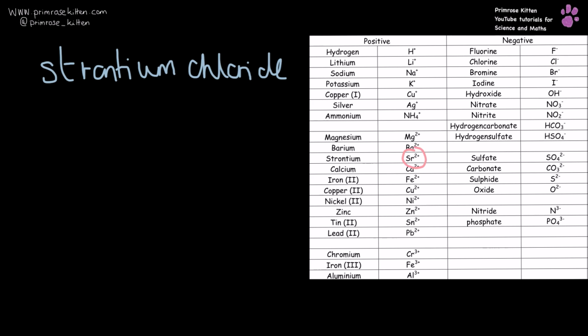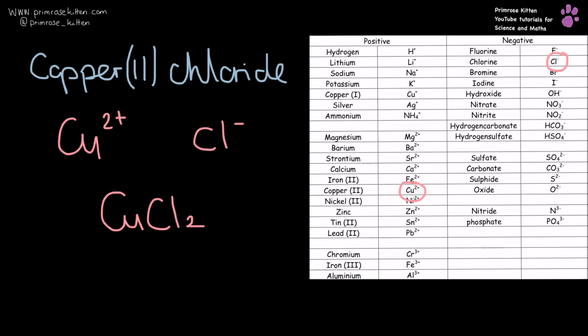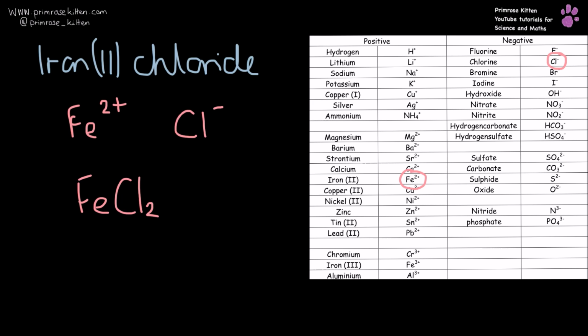Strontium chloride, Sr2+, Cl-, which would give us SrCl2. Copper 2 chloride, Cu2+, Cl-, which will give us CuCl2. Iron 2 chloride, Fe2+, Cl-. We need 2 chlorines, so that is FeCl2. Do not get confused by that 2 in the name, it does not mean we have 2 ions.